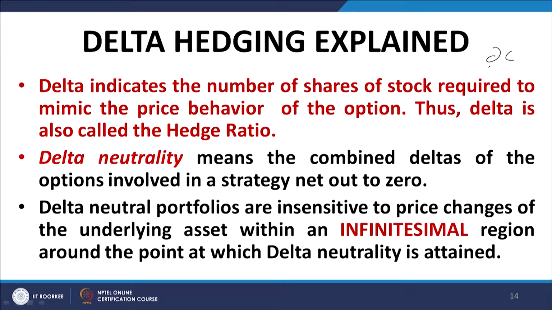Why was that? The reason was that it contained a term del c by del s, and we assumed that del c by del s was constant over the interval dt. However, this actually does not remain constant. In fact, with every stock move, the value of delta, this quantity which is nothing but delta, changes because of the curvature. As the stock price changes, the curvature changes, and therefore, the slope changes, and this slope is captured by gamma.